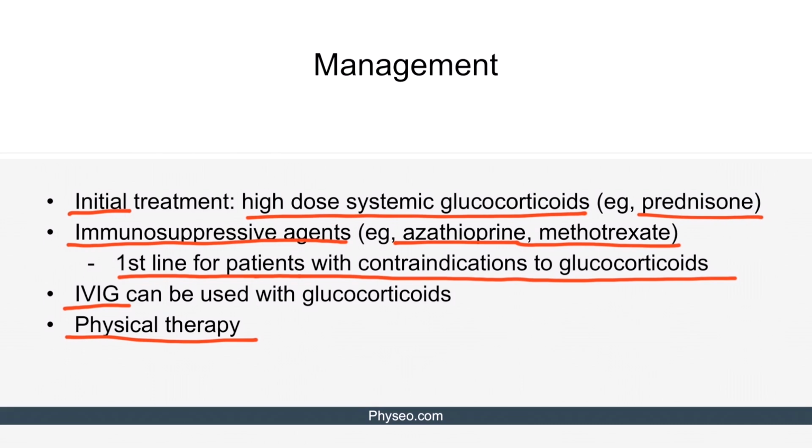Also, physical therapy is important, especially in patients with dysphagia, because you don't want them to aspirate. Remember how we said that if the esophagus is involved, then they can have dysphagia.